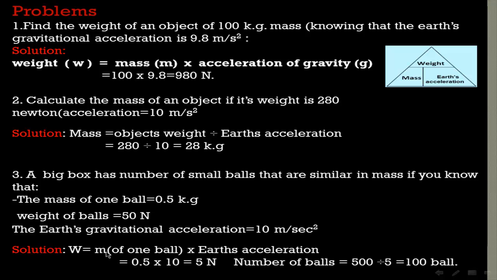The answer will be, at first, as we said, we must write the law. Weight equals mass times Earth's acceleration. Weight here equals 0.5 times 10, which equals 5 Newton. This is the weight of each ball, but he wants to calculate the number of balls. So the number of balls equals 500 divided by 5 equals 100 balls.